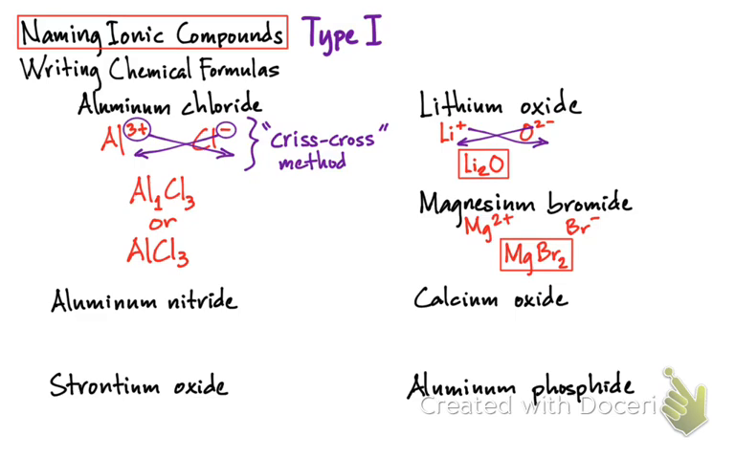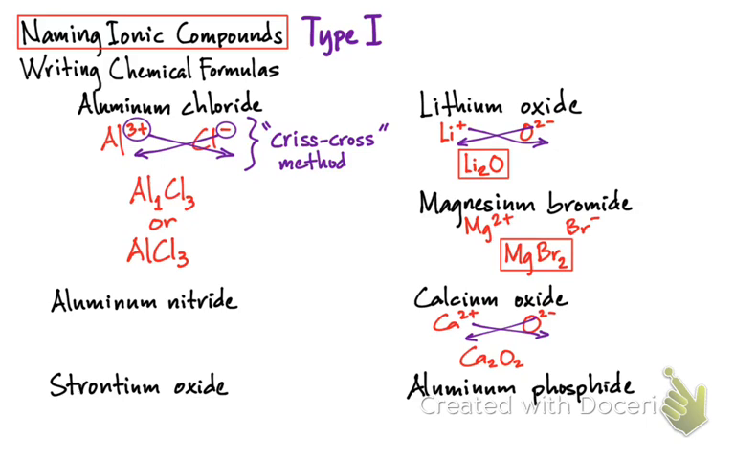Calcium oxide, you have Ca2+ for calcium, and oxide is O2-. So you have Ca2+ and O2-. So this one is a little bit tricky. So again, you can use the crisscross method here, and you would get Ca2O2.